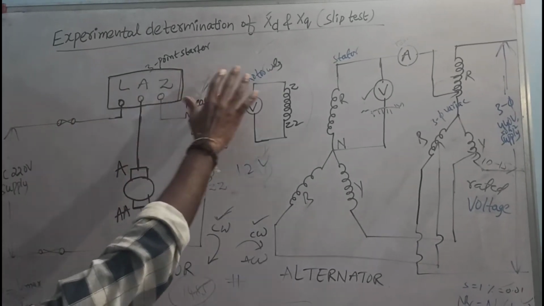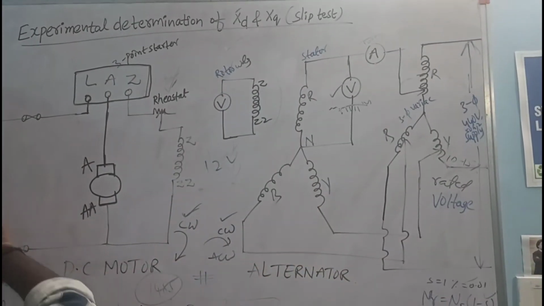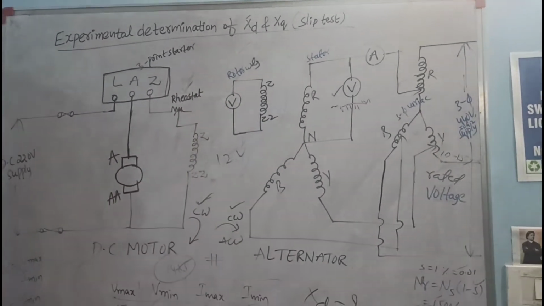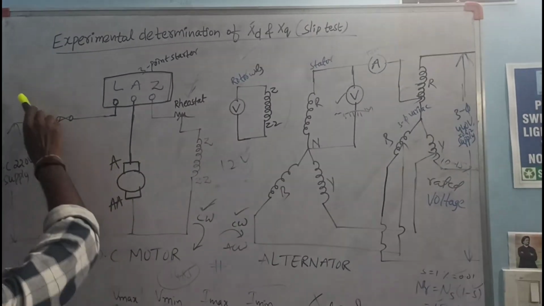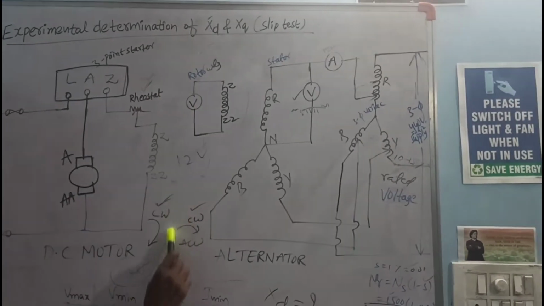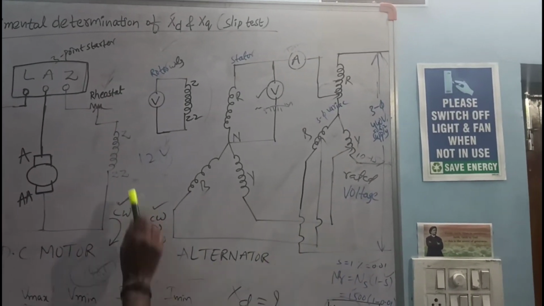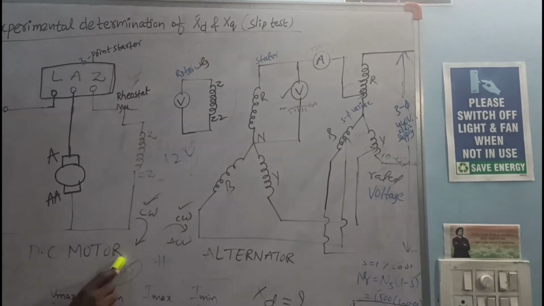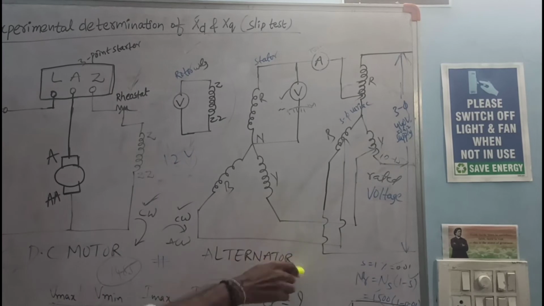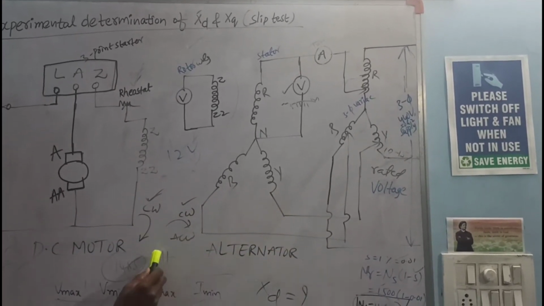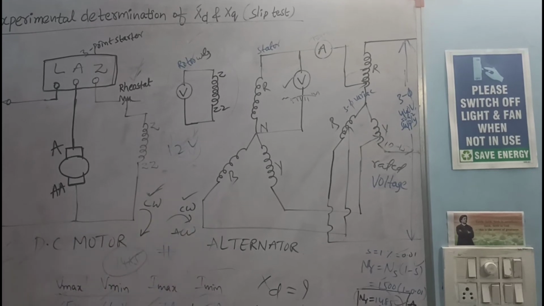So this is the complete circuit diagram of the slip test. This is the DC motor setup and this is the alternator setup. Simply, this DC motor is coupled with the alternator. This is the symbol for the coupling.